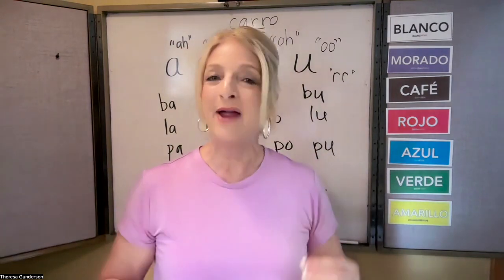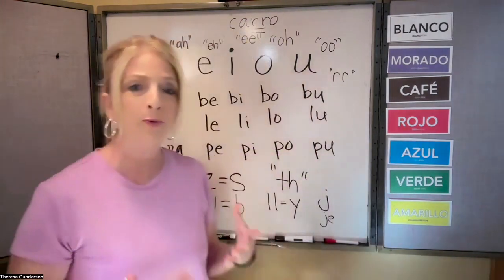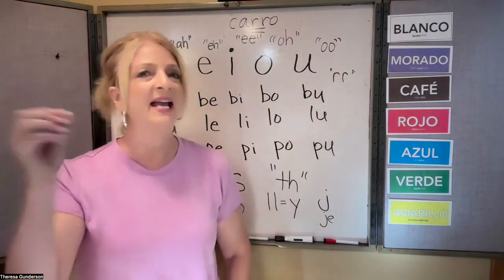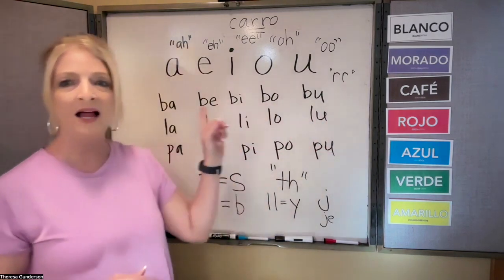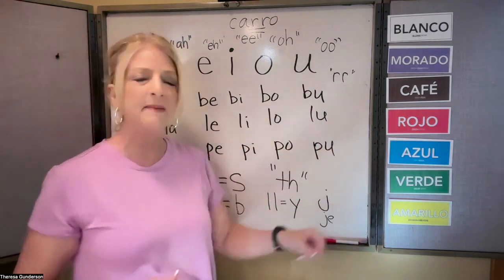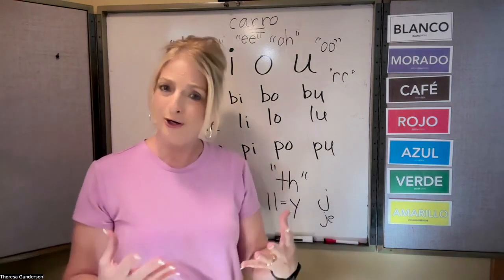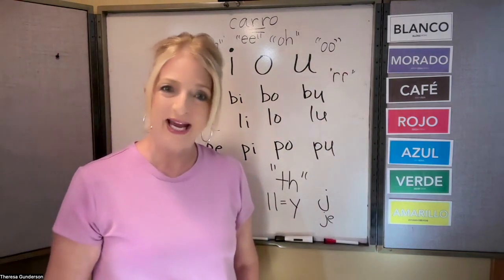Yay! Okay, remember, don't let your Spanish learning stop here. Keep repeating A, E, I, O, U. Then in your head, just pick any consonant, maybe a B. Ba, be, bi, bo, bu. Maybe an L. La, le, li, lo, lu. Maybe a P. Pa, pe, pi, po, pu. And remember, that carries over because now you can pronounce pretty much every word in the Spanish language.